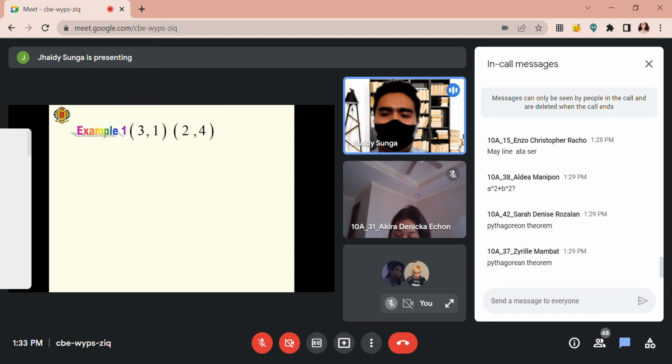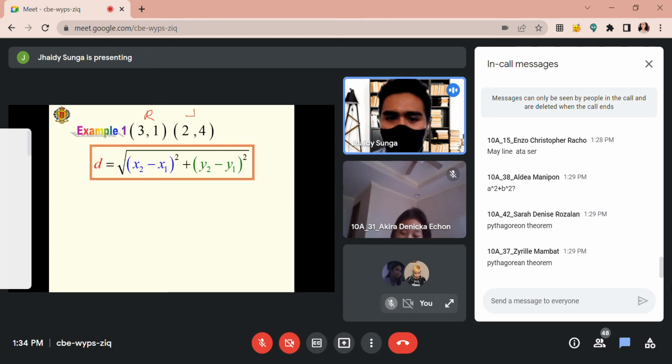So when we have, let's say, the points of R and the points of J, and we are to find the distance, this is how you are going to work. First is to write the formula. After you write the formula, try to substitute all the givens. What are the givens? These are the givens, right? We have the coordinates of point R and point J.